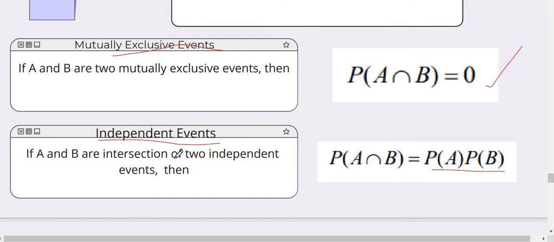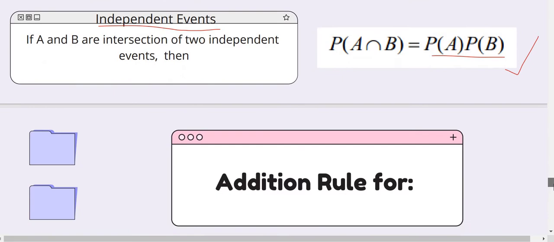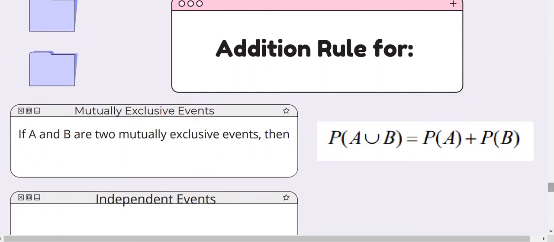And if you identify that your event is independent, then you will use this as your formula. Okay, no longer the one before, the one just now. That one is for the multiplication rule. So now we go to the addition rule.